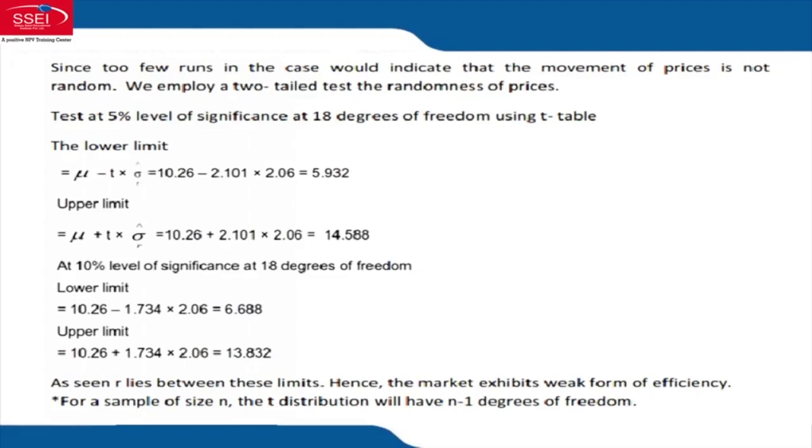So what was our R? The R that we got was 8, and 8 lies between 5.932 and 14.588. So the market is efficient. Similarly, at 10% significance, they got the lower limit, mu minus T into SD, and upper limit, mu plus T into SD, that's 6.688 and 13.832. So accordingly, R, once again 8, lies in between. So the market is efficient in the weak form as per runs test. I've done it fast because runs test is something that everybody knows. It's more of a revision.